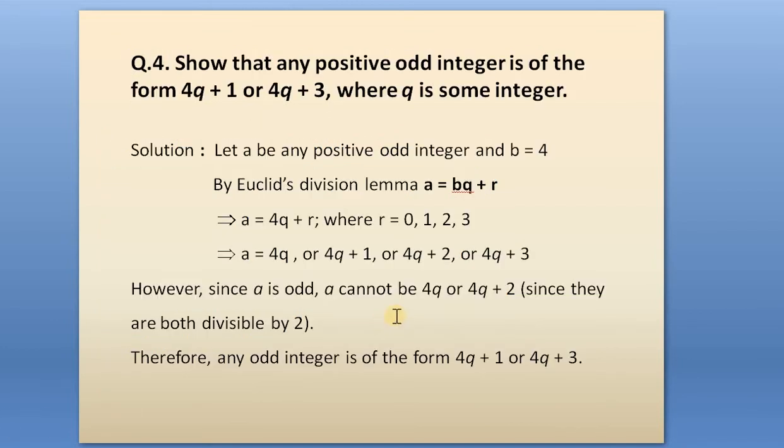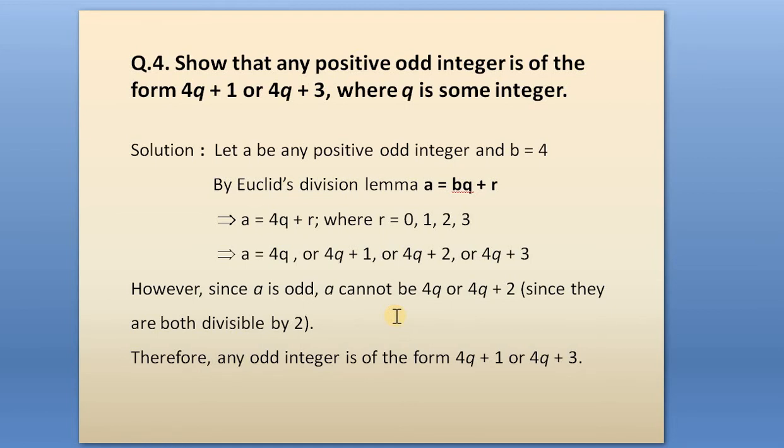Now, what are the other applications of Euclid's division lemma? One is that Euclid's division lemma can be used for solving word problems where HCF is involved. And another is to find the properties of integers. Let's take an example. Show that any positive odd integer is of the form 4q plus 1 or 4q plus 3, where q is some integer. Let us see this question.